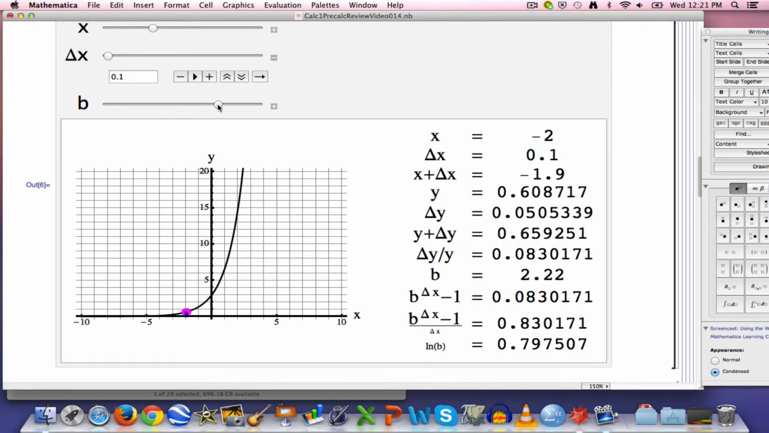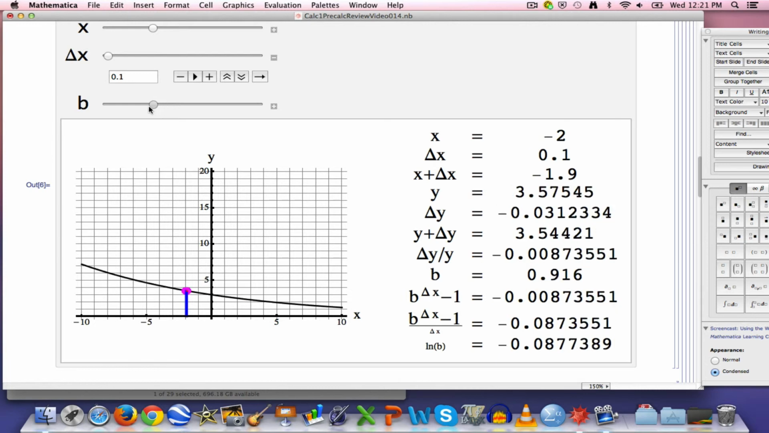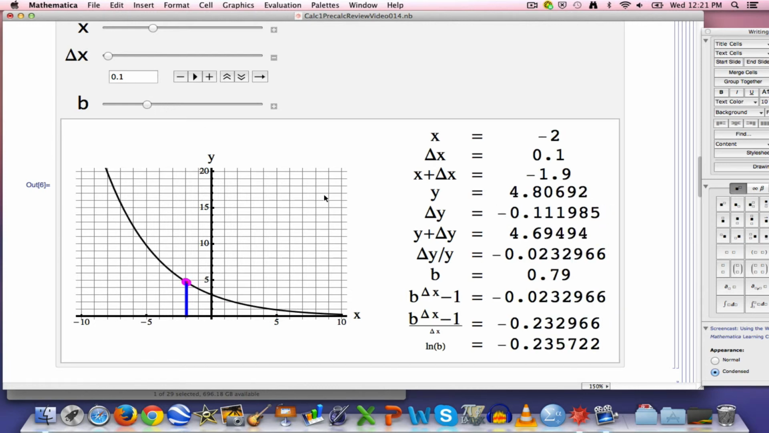I can change the value of b. These numbers are going to be relatively close together and get closer and closer together if delta x is smaller and smaller. If b is bigger, they're a little further apart. I'd have to make delta x even smaller to make them closer together. But they are always pretty good approximations here, no matter what b is. Okay, and that's what I'll end this video in this unit on.